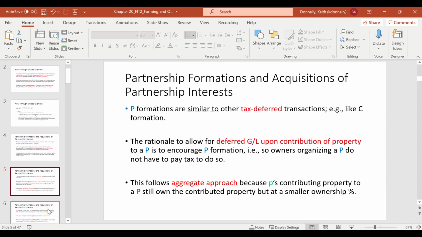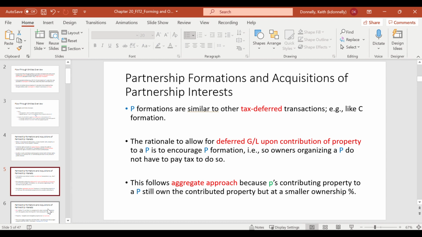So when we're talking about partnerships and forming them, the same kind of underlying logic that applied to forming corporations is going to transfer over, right? In light of giving property to a business to become an owner of that business, we don't want to tax that event, right? That would discourage people from forming partnerships. Accordingly, even though you technically have a disposition event, right? You give a machine to a partnership, you've disposed of it, you could have a gain or loss on that.